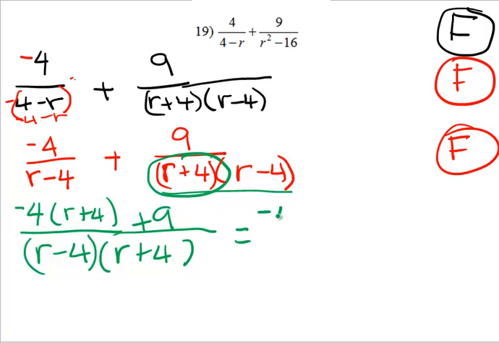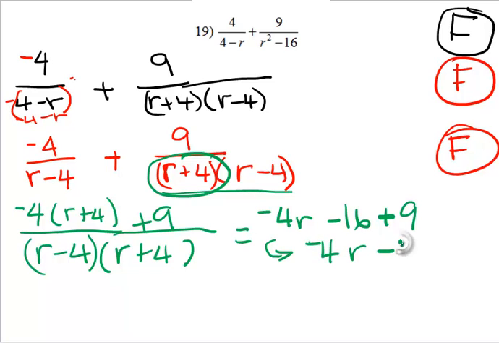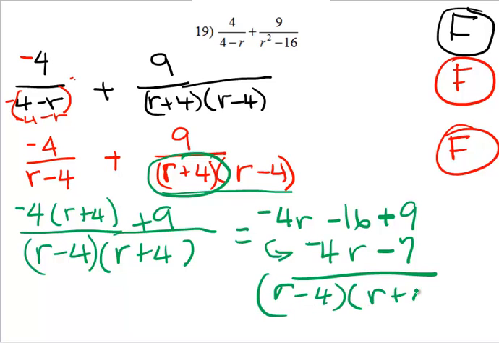Distribute, so I'll have negative 4r minus 16, because a negative times a positive is a negative, and plus 9. That will turn into negative 4r minus 7 all over r minus 4 times r plus 4. And I'm done. So go back and copy what you need, and that's it for this objective.